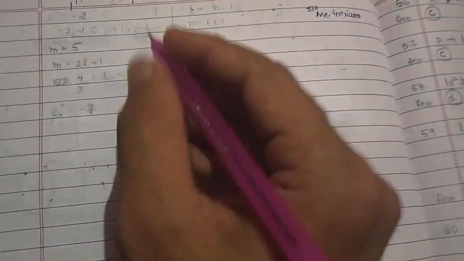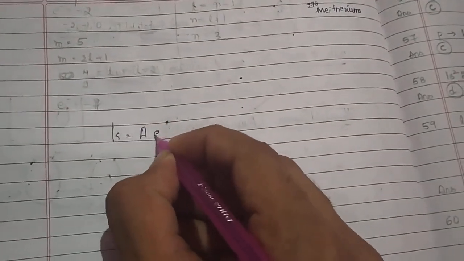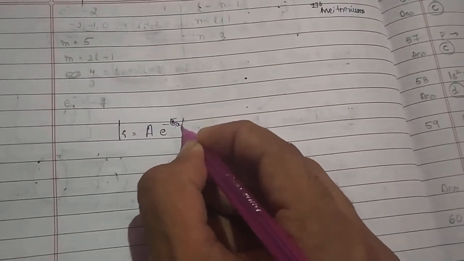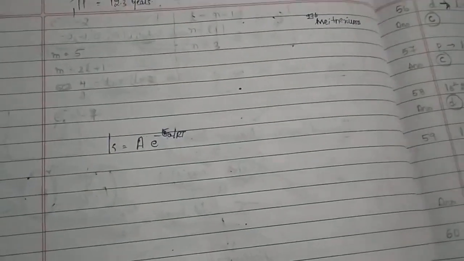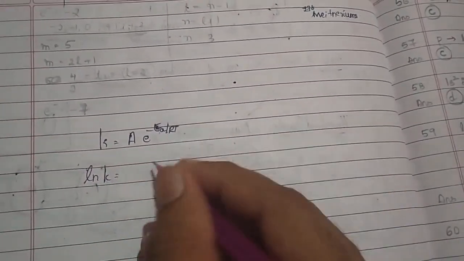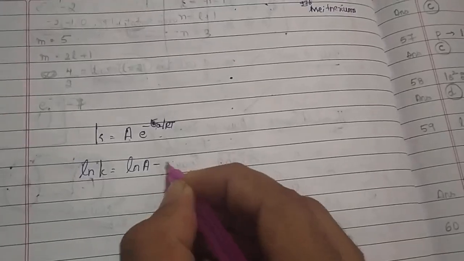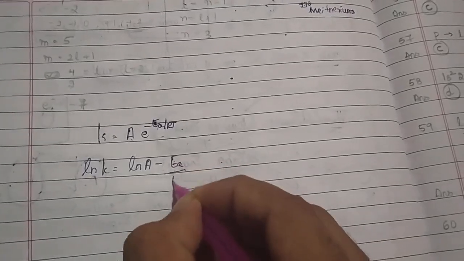Okay, so what does your Arrhenius equation say? Yes, k is equal to A into e to the power of minus Ea by RT. Let me take ln on both sides. That is ln k is equal to what? It is the product, so that will be ln A minus Ea by RT.